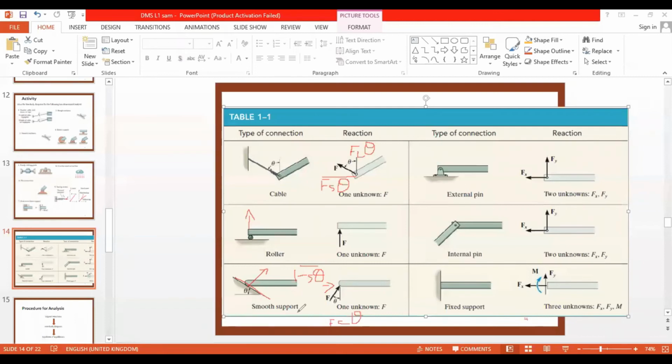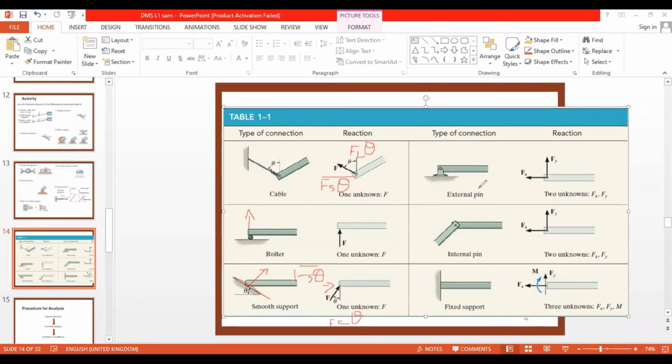This applies only if it is mentioned that it's a smooth support. If there is any friction, then if it is moving downwards, we will have friction upward. If it is moving upward, we will have friction downwards. And then the external pin or pin joint. This is what the sixth diagram was, that's just a pin joint.